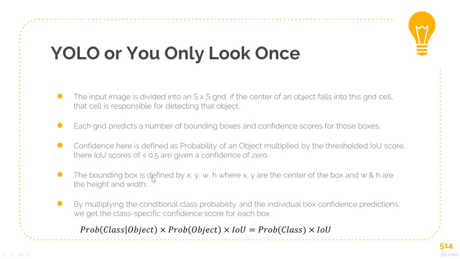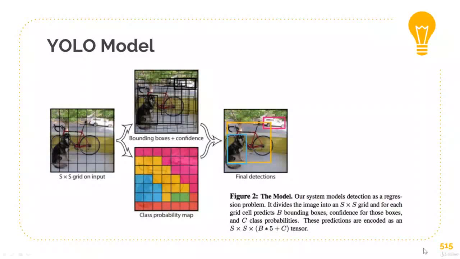The bounding box is defined by these parameters here: x, y, width, and height, where x and y are the center of the box and w and h are the width and height. By multiplying the conditional class probability and the individual box confidence predictions, we get the class-specific confidence score for each box. That's how YOLO effectively works. So the YOLO model is quite cool.